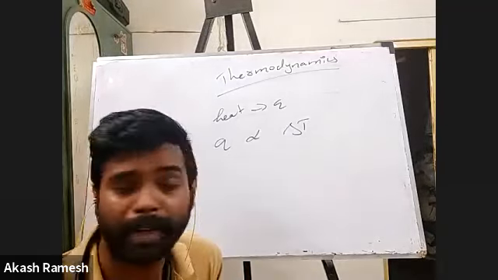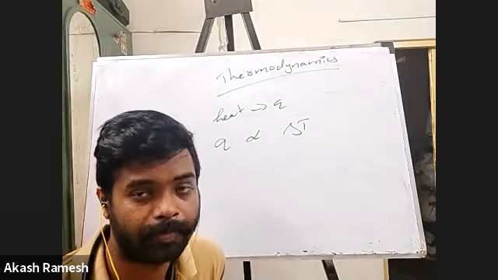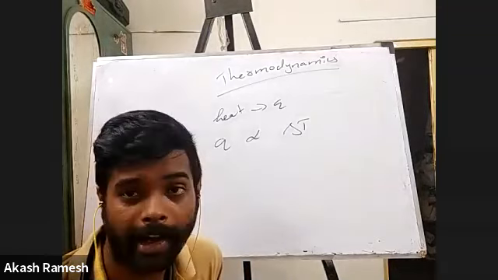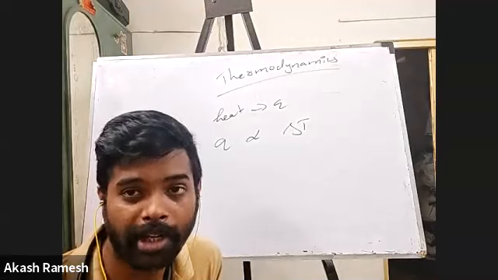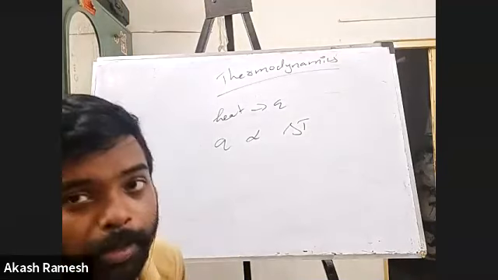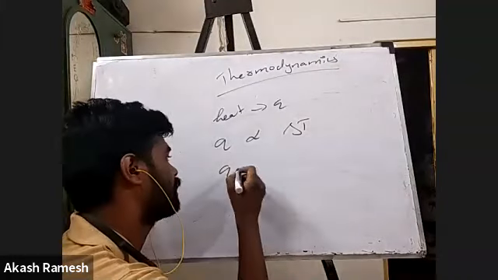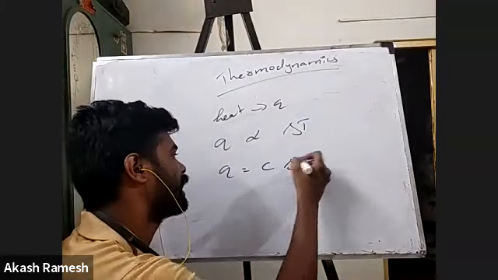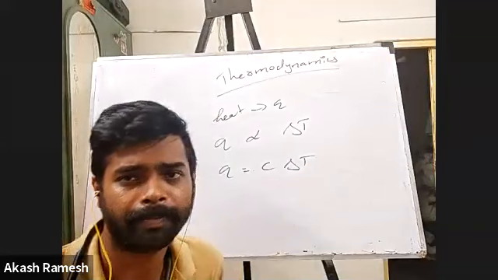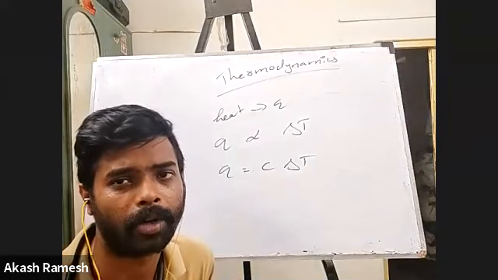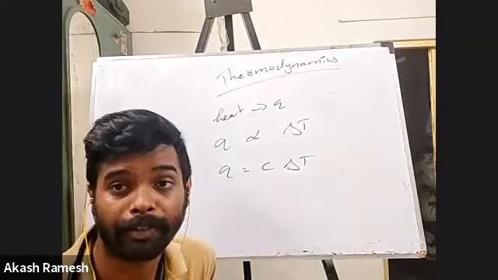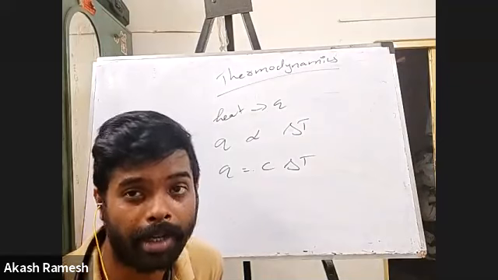So from this itself, I'll be able to give you an equation. Since Q is directly proportional to delta T, that is change in temperature, if I remove the proportionality sign, I can write it as Q equals some constant C into delta T.